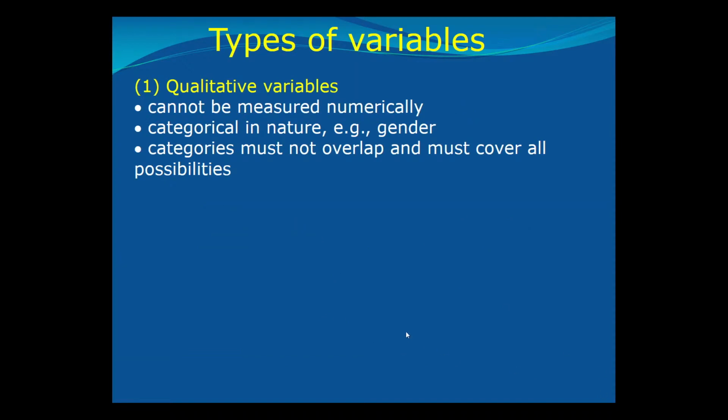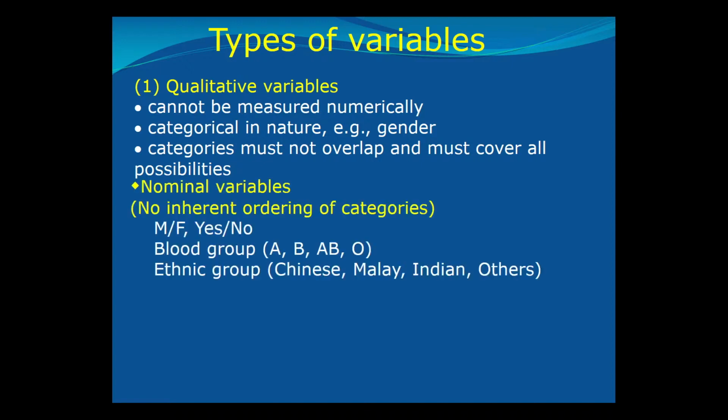Now let's look at some more explanation. Qualitative variables, such as gender, ethnic groups, pass or fail in examinations, blood group. So qualitative variables cannot be measured numerically. They are categorical in nature. For example, blood group. So we have four different categories: A, B, AB, and the fourth is O.